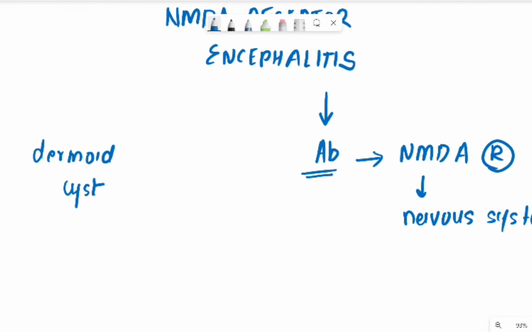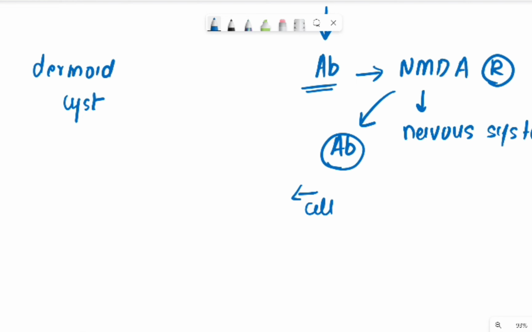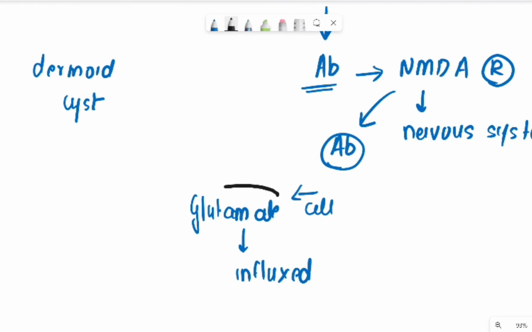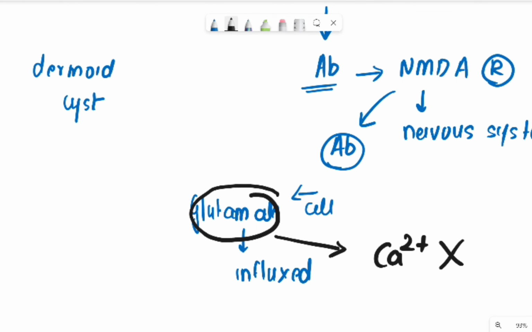Now, when these NMDA receptors are blocked by these antibodies, these NMDA receptors start getting influxed into the cell. So, because of this, the glutamate receptors which are there at the nerve endings, they get influxed into the cell, and hence the nerve endings stop producing glutamate altogether. Now, when this glutamate stops being produced, what does it do? The calcium release at the neuromuscular junction or any nerve terminal is prevented. And this is the cause for various manifestations of the disease.